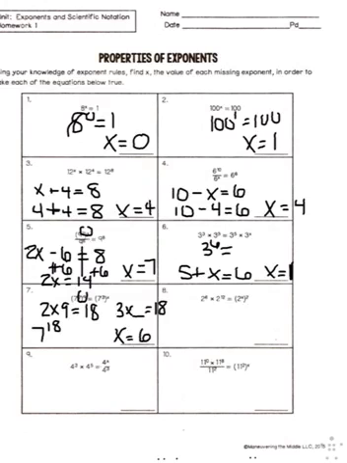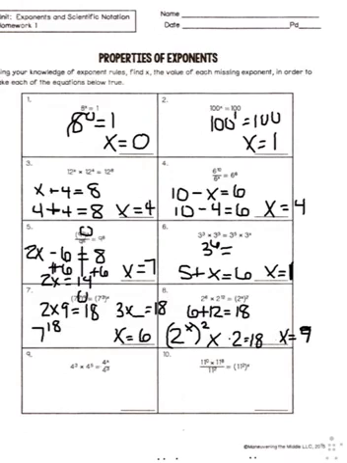Number 8, 2 to the 6th times 2 to the 12th equals 2 to the x raised to the 2nd power. So in the first part of the problem, we are multiplying, so we add the exponents. 6 plus 12, which is 18. So when we are raising to a power, we multiply. So what number times 2 equals 18? The answer is 9. 9 times 2 is 18.